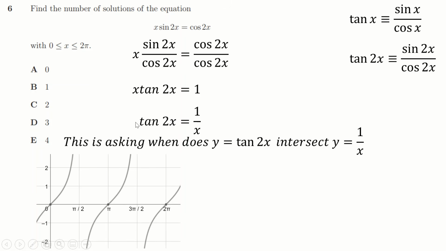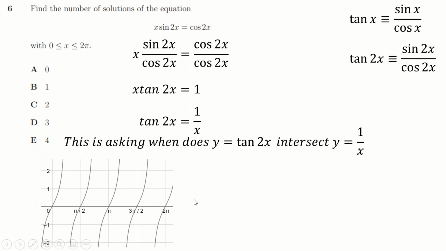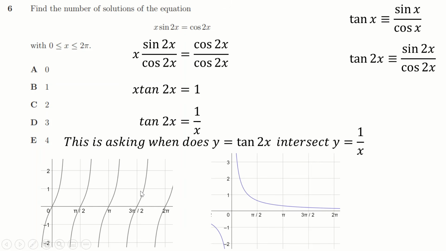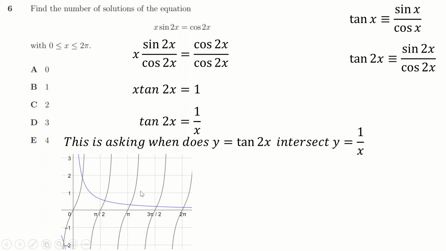So let's draw it. Here's the graph of tan between 0 and 2 pi. But I'm not looking at the graph of tan, I'm looking at the graph of tan 2x, which means this is squashed inwards, which means it does this whole thing twice, right? So it's going to look more like this. Y equals 1 over x is going to look like that, and I just need to place these on top of each other to make it look like that. And now I'm just counting solutions. I'm counting that this has 1, 2, 3, 4 solutions. So the answer is E.